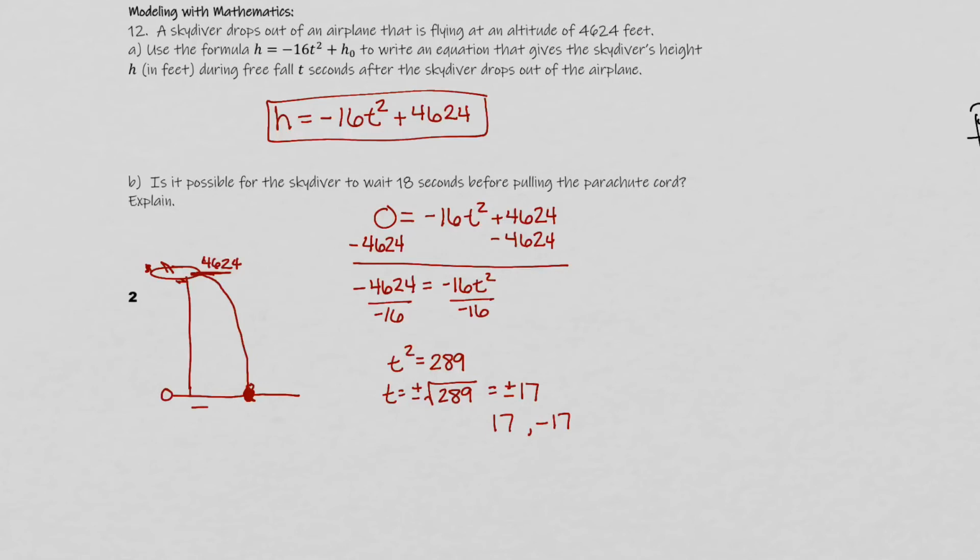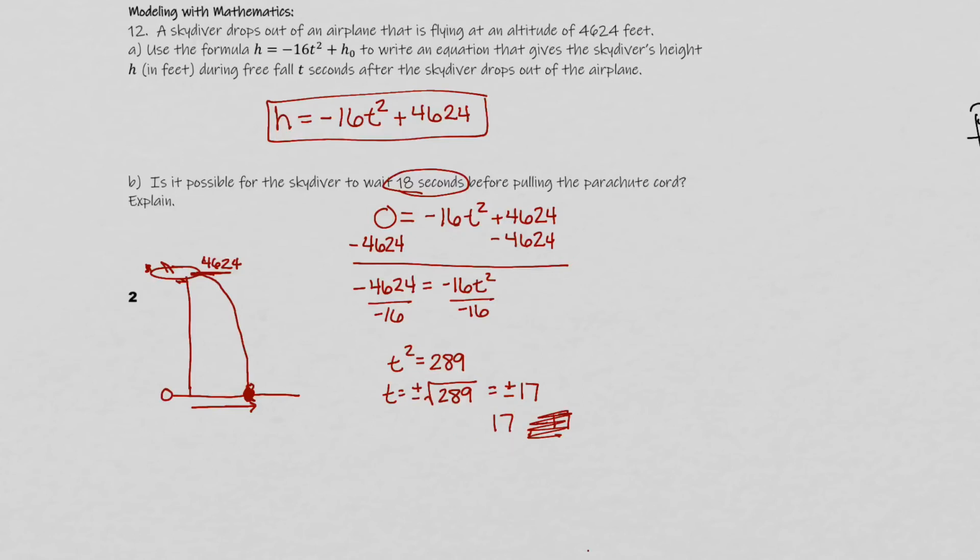But since we are talking distance, okay, distance is never negative. Since we're in quadrant 1 of our coordinate plane, we need x to be positive. We didn't move this direction when we graph these, okay? So it was a positive 17 seconds amount of time before someone would hit the ground if they did not pull their parachute cord. So if they waited 18 seconds, they waited too long, okay? So that's one way to prove our answer.